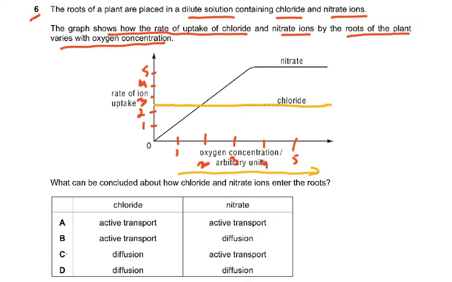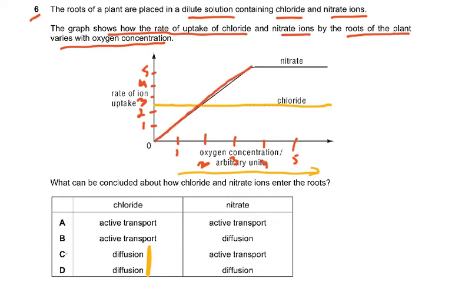No matter what, the rate of ion uptake remains constant. So that means chloride ions have to be taken up by diffusion, because oxygen concentration is going to affect the processes in which aerobic respiration takes place and energy is released. So if oxygen is not affecting it, that means it has to be diffusion, because this does not require any energy from respiration. Now the nitrate ions increase. Very interesting to see this and understand.